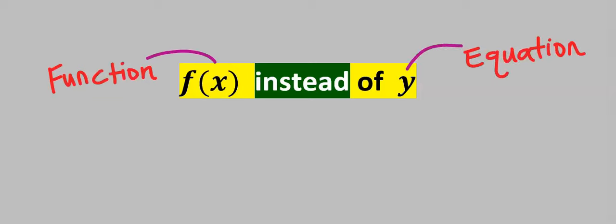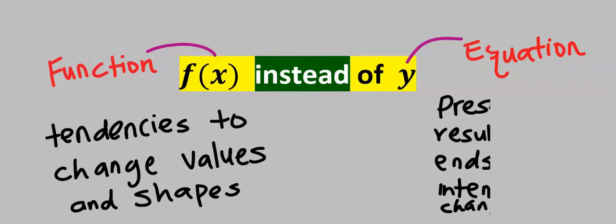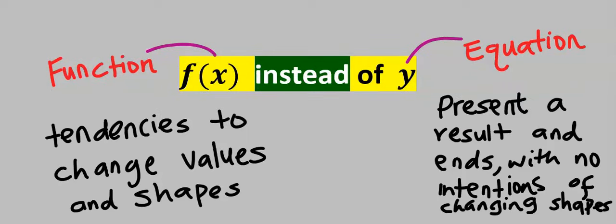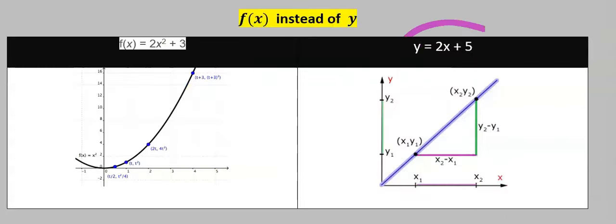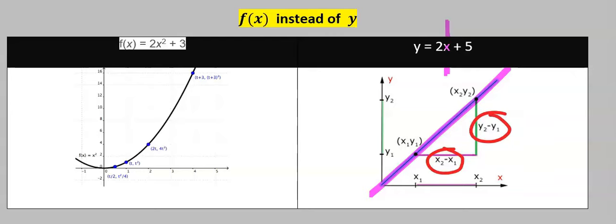F of x is a function, while y is an equation. A function has tendencies to change values and shapes, while an equation presents a result and ends, with no intentions of changing shapes. For example, this will produce a straight line graph. As x changes value, this straight line will not change its shape. And to find the slope, it is change in y divided by change in x.